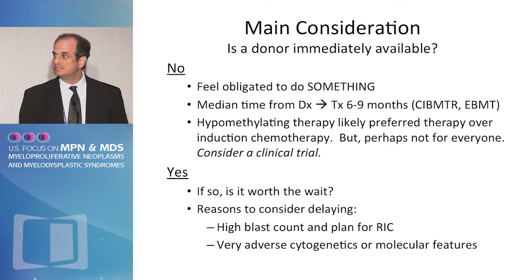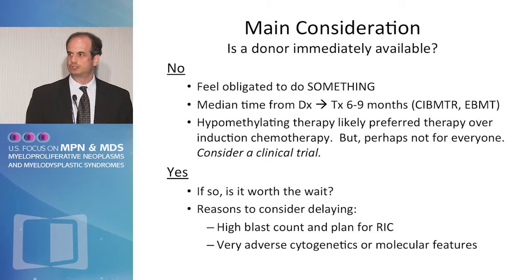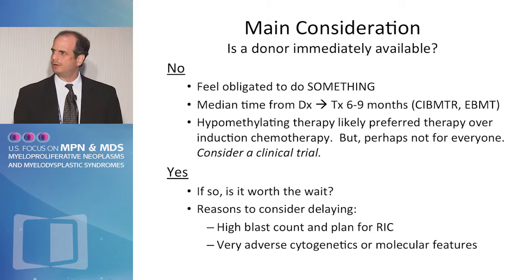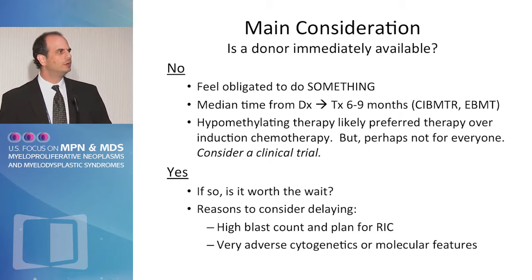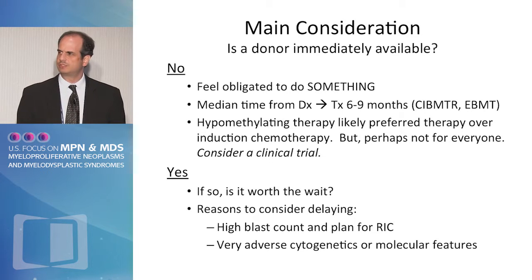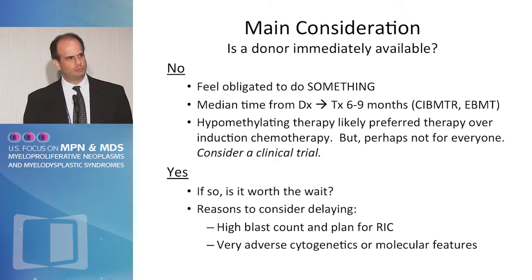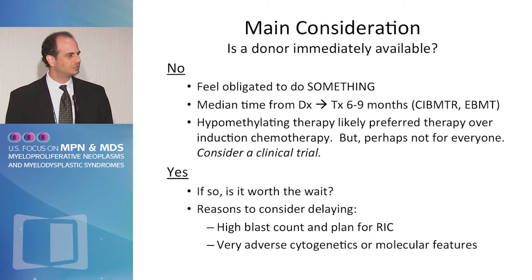And there are instances in which we do recommend induction chemotherapy. CMML is, in fact, one of those scenarios. These patients have packed marrows. They have poor engraftment characteristics because of their splenomegaly, and those are patients who we often do shunt towards induction-type chemotherapy. But the garden variety MDS patient, we generally do not.